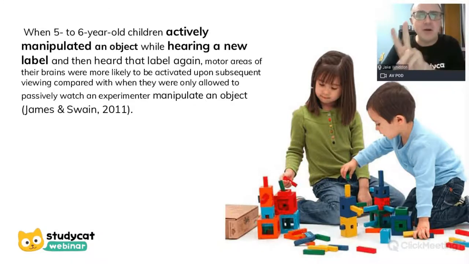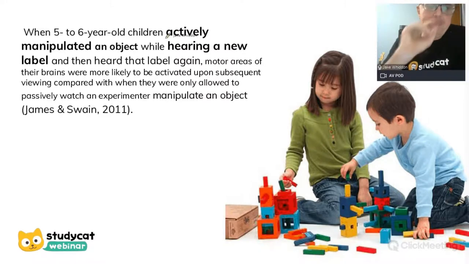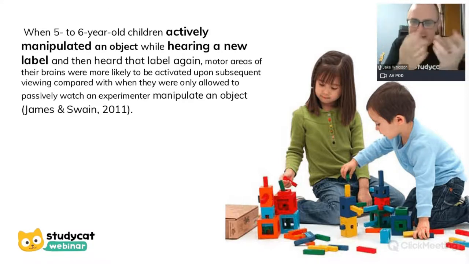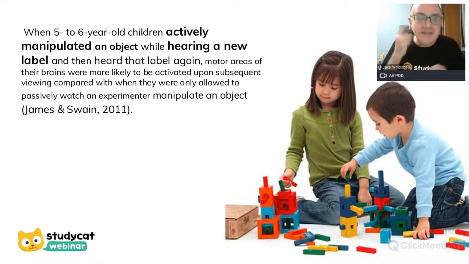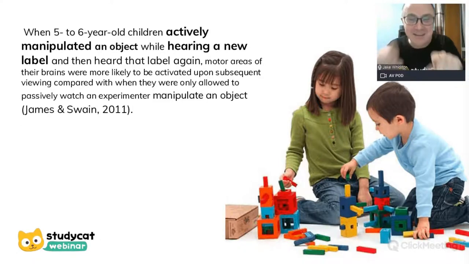Okay, and there's just two more I want to go on here, and then we'll look at some apps. So when 5 to 6 year old children, okay, this is about learning vocabulary, right? So when 5 to 6 year old children actively manipulated an object, like they picked it up, while hearing a new label, which just means hearing the name of that word, and then heard that label again, neuroscience has shown that motor areas of their brains were more likely to be activated upon subsequent viewing compared to if they were only allowed to passively watch that new word. So basically, if they could touch something, they learned it better. Very, very simple. But neuroscience scans have shown that this is what's happening.